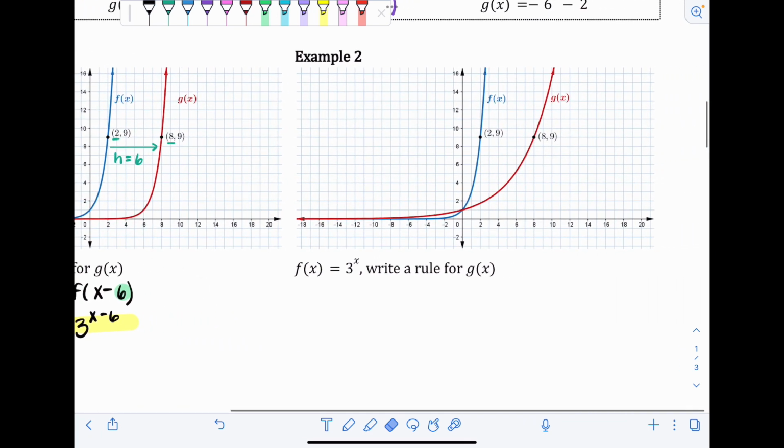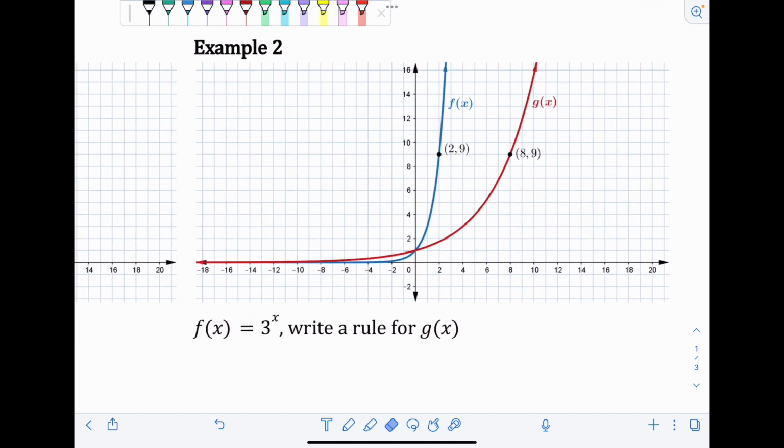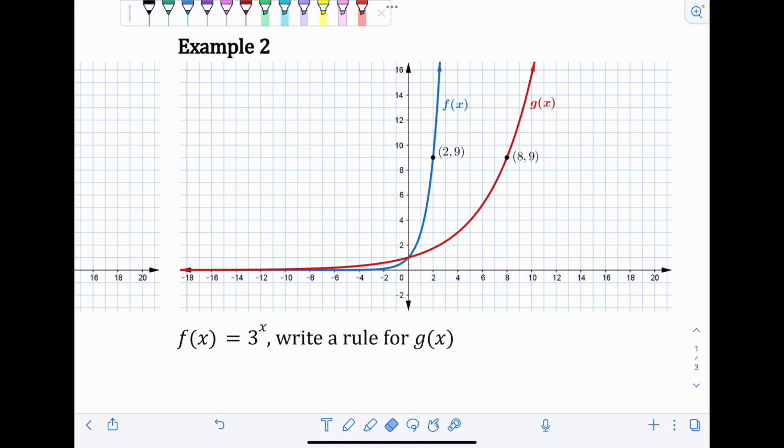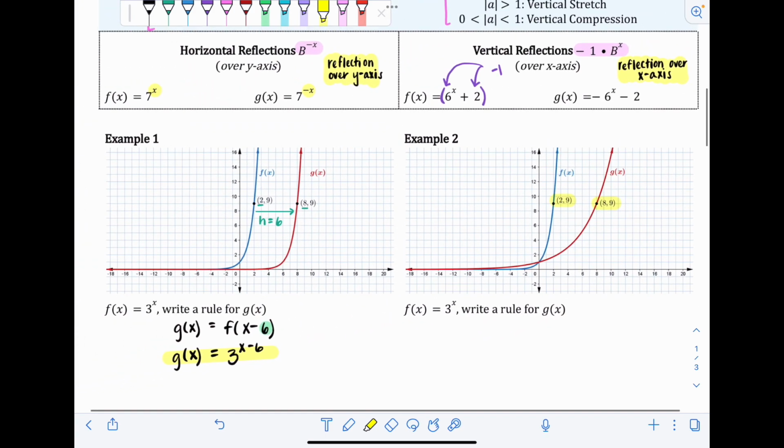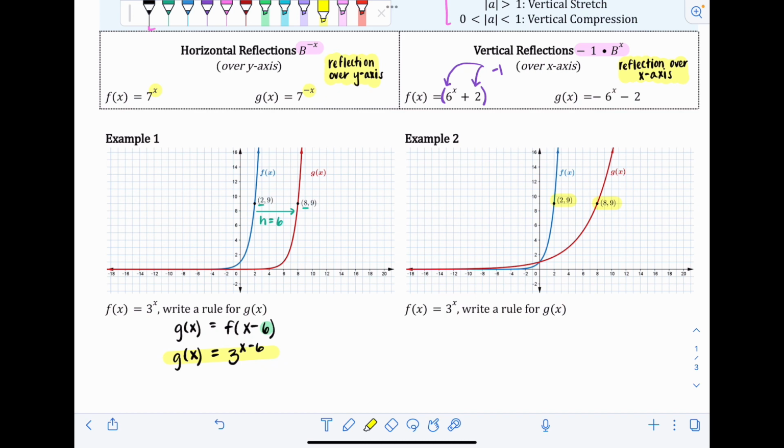And then moving to example 2, it has the same starting function, f of x equals 3 to the x. We still want to write a rule for g of x, but there's a different change that's happening in the graph. So if we look at this graph, our original 2 points are actually the same as well. So it was 2, 9, and then now it's 8, 9. So it's kind of funky because the numbers are changing the same way. If we look back at example 1, our original point was 2, 9, and then it was changing to 8, 9. So we're still focusing in on those x coordinates, going from 2 to 8 because the 9s are staying the same.